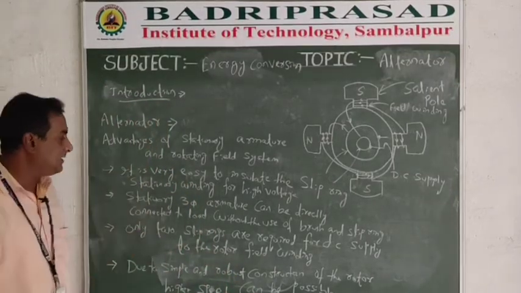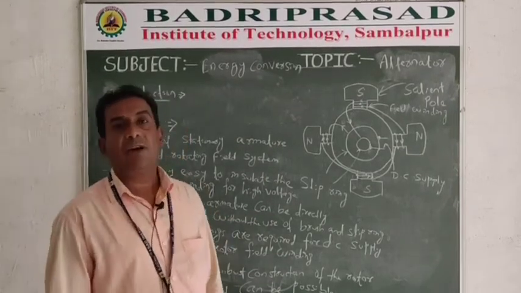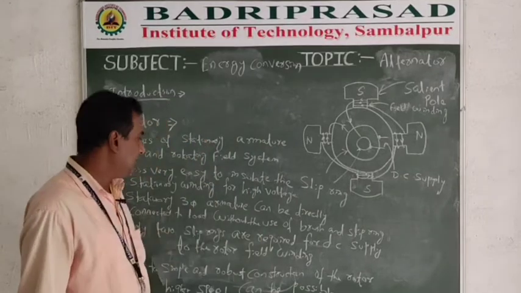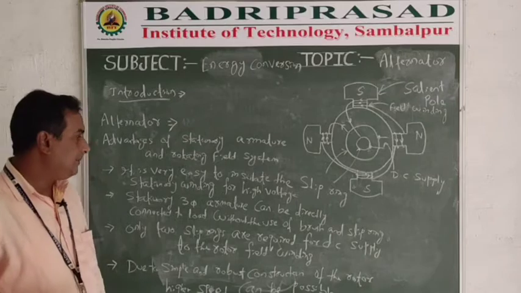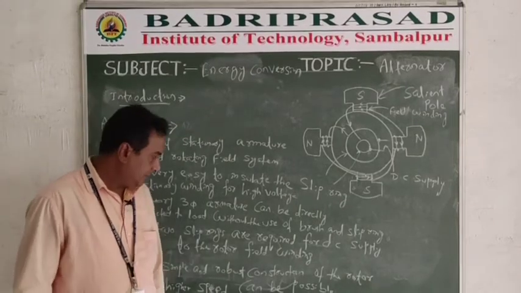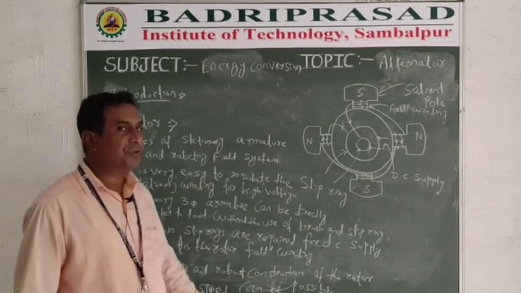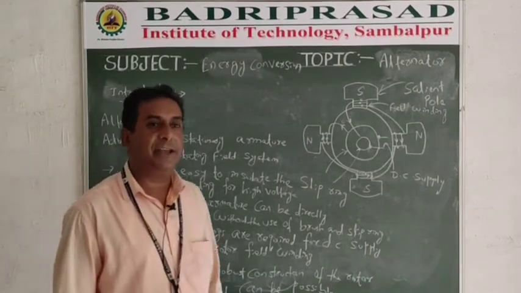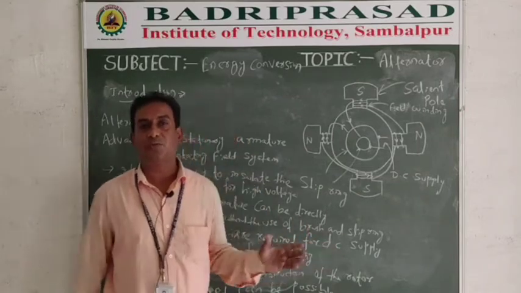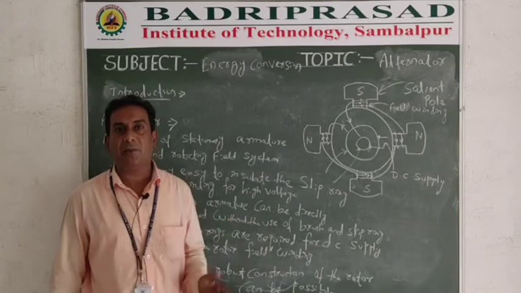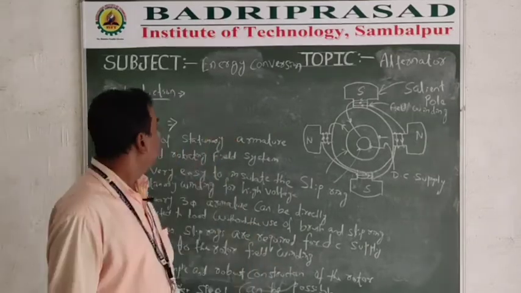The second advantage is that the stationary three-phase armature can be directly connected to the load without the use of brushes and slip rings. The third advantage is that only two slip rings are required for the DC supply to the rotor winding. The fourth advantage is that due to the simple and robust construction of the rotor, higher speed is possible. So the alternator is a double-fed machine and it has two inputs. One is the mechanical energy given by the prime mover, and the second is the DC supply given to the rotor field winding.